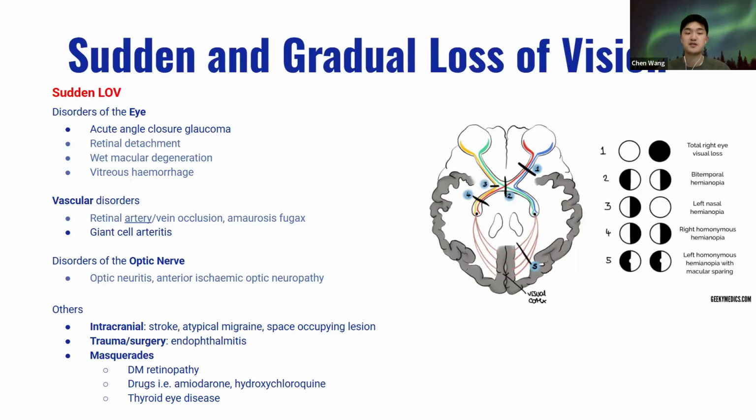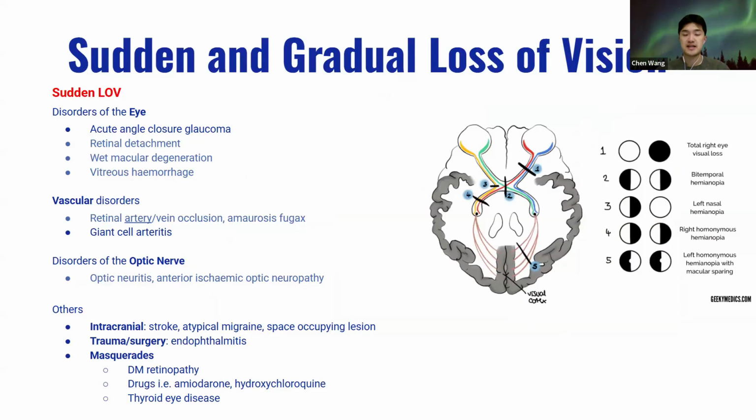For this lecture, for sudden loss of vision, we can classify them into three main categories. The first is disorders of the eye themselves. So acute angle-closure glaucoma, retinal detachment, wet macular degeneration, and vitreous hemorrhage.